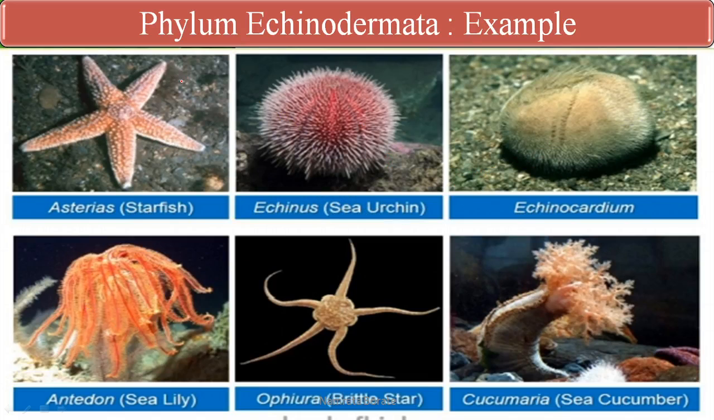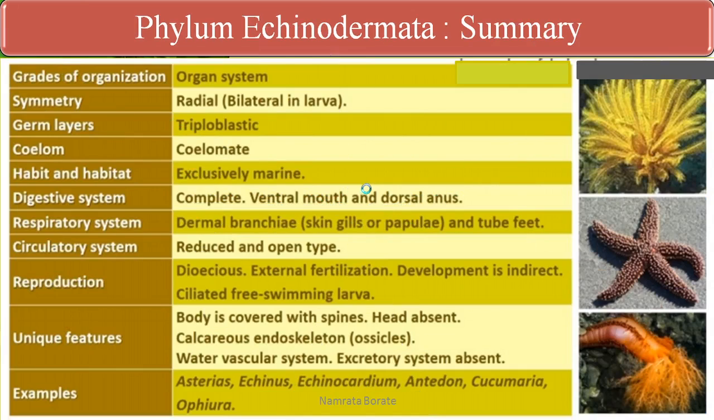Next, about the examples of the phylum Echinodermata. Its examples are Asterias, the starfish; Echinus, the sea urchin; Echinocardium; Antedon, the sea lily; Ophiura, the brittle star; and Cucumaria, the sea cucumber. All these are significant examples of the phylum Echinodermata.